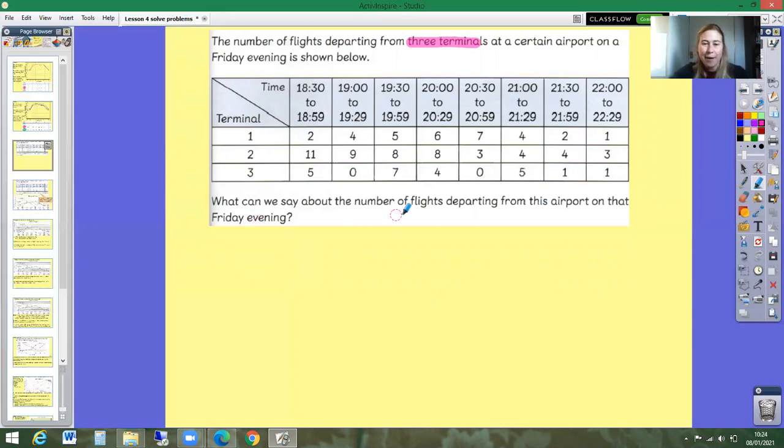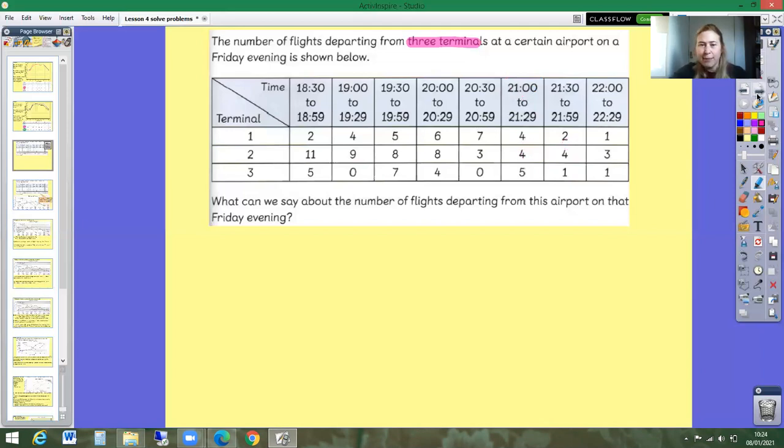What can we say about the number of flights departing from this airport on the Friday evening? Well, it's a bit complicated to draw any conclusions because we've got all these different numbers. I could tell you that the number of flights departing from the airport was different at each terminal and different at each time. I can't really see any where they are exactly the same. Oh, maybe there. So the number of flights departing from terminal 1 and 2 was the same at 9 o'clock at night. It's hard to draw conclusions, isn't it?